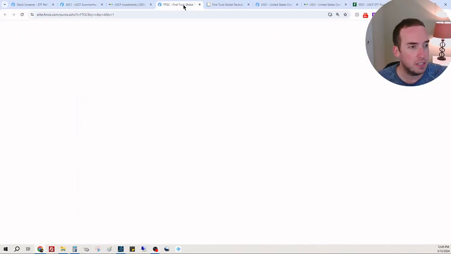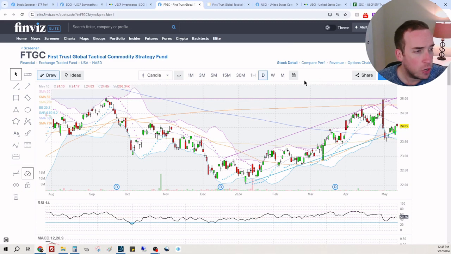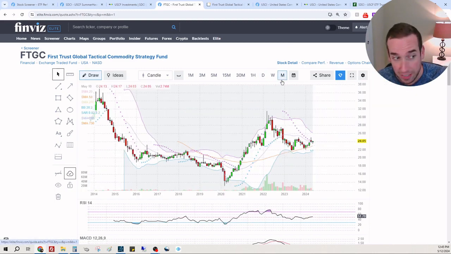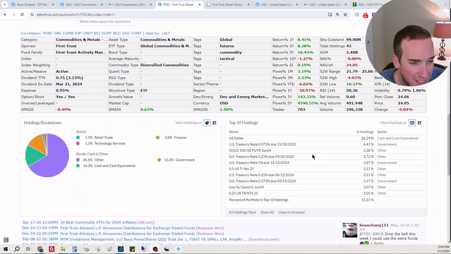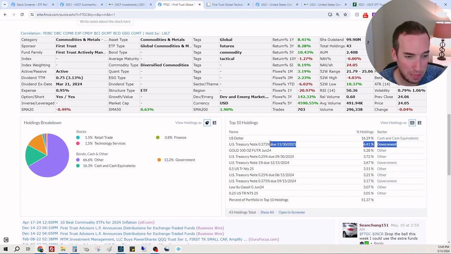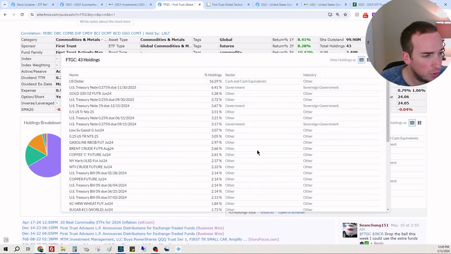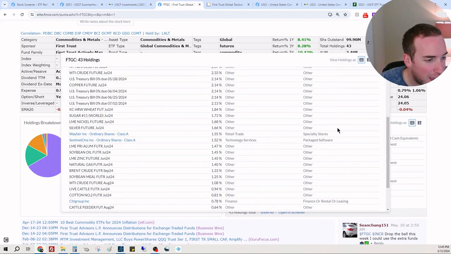So SDCI, good looking stock, good looking commodities. Okay. First Trust Global Commodity, tactical commodity. What do you think tactical commodity is? Like silver, gold? We're going to find out. Treasury, gold, T-bills, gas, government. I don't think this one is as diversified as the others. There's 43 total holdings, gold being 5%. The top 10, all these T-bills, gas, and gold are the top 10. They have coffee, Brent. I mean, this one isn't bad.